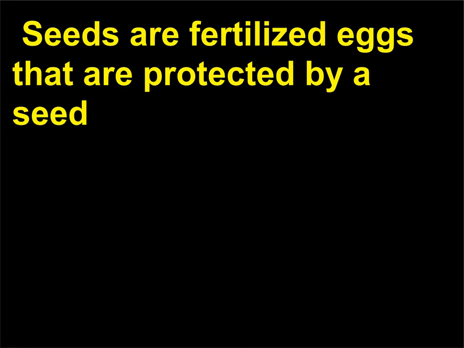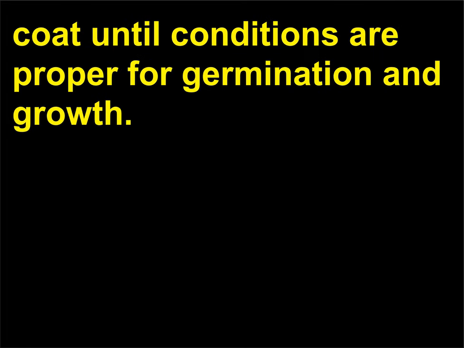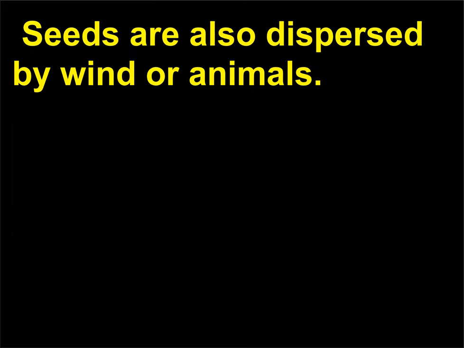Seeds are fertilized eggs that are protected by a seed coat until conditions are proper for germination and growth. Seeds are also dispersed by wind or animals.